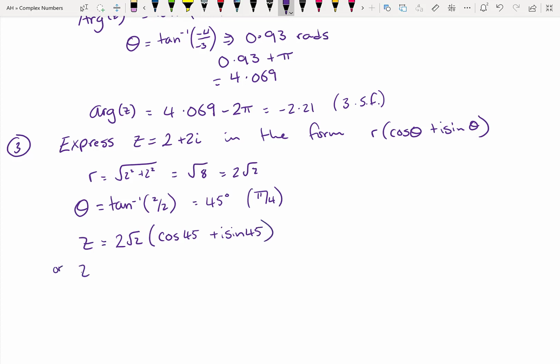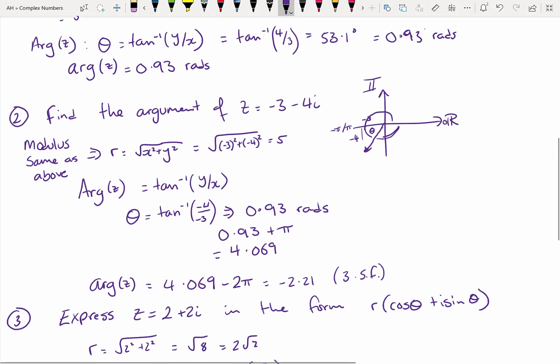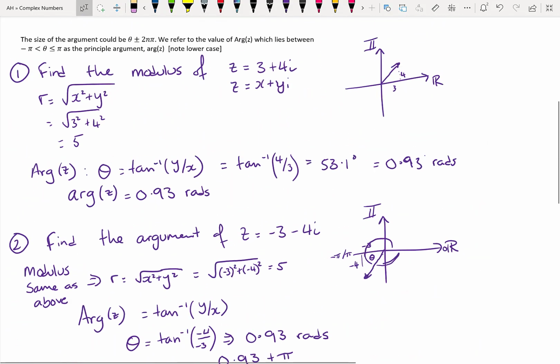Or if you wanted to, z equals 2 root 2, that's the cos pi over 4 plus i sine pi over 4. Okay, and those are the two most important things that you can find from your complex number. You can find its modulus, and you can find its argument. And if you're ever not sure what you should be doing, draw yourself a wee picture to try and help remind you.